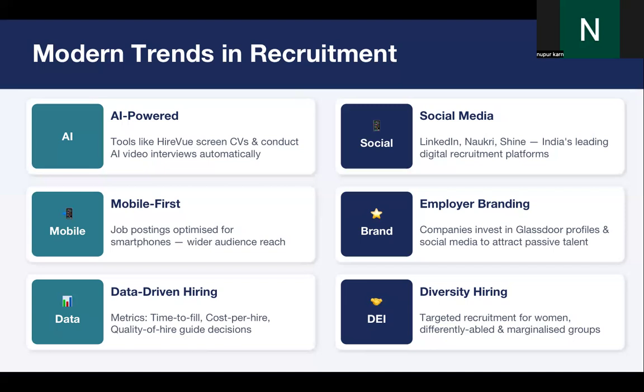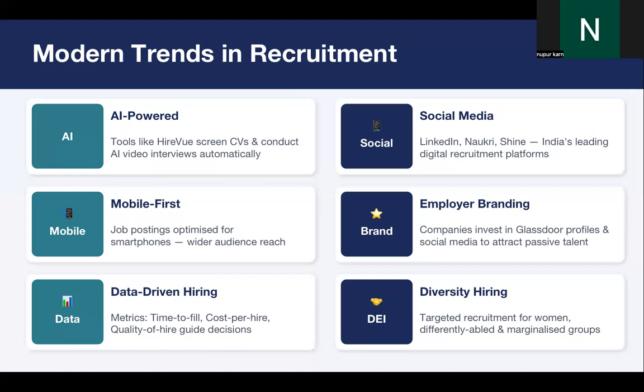Now the employer branding. Companies invest in Glassdoor profiles and social media to attract passive talent. It means that if you are going for an interview at a company, you also check the profiles of that company on these sites. So the employer brand is built on those sites also. So employer branding is a modern trend in recruitment.